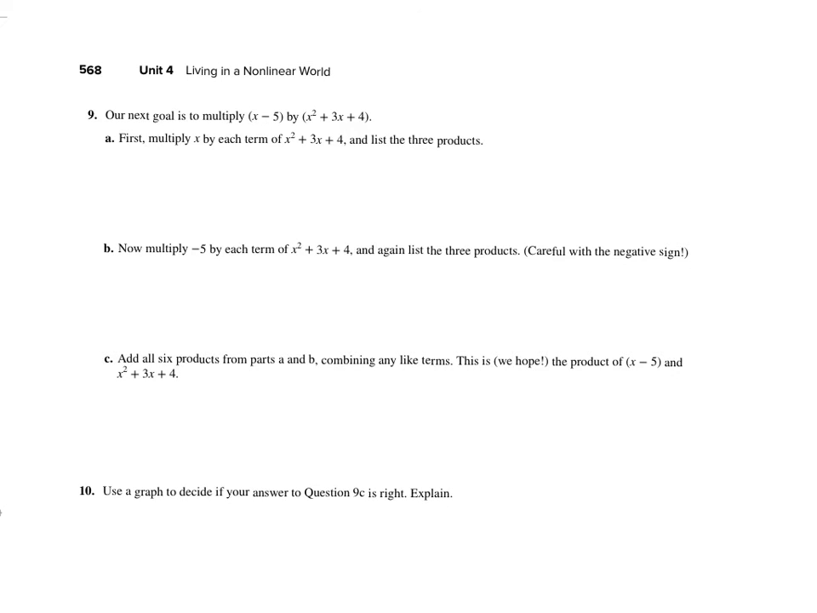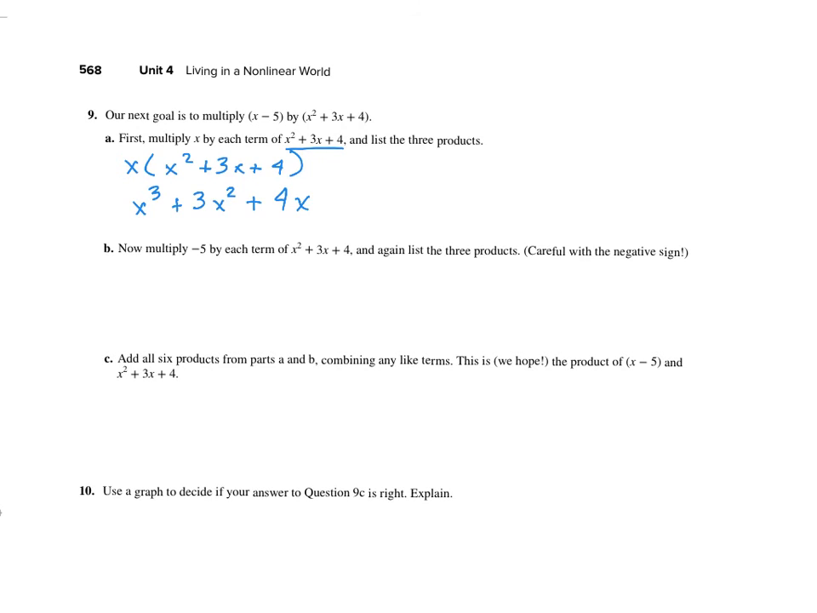So 9 says our next goal is to multiply the binomial x minus 5 times the trinomial x squared plus 3x plus 4. So they're asking us to multiply x by each term here. So you'll notice that they're doing something a little bit different here. That's okay. I mean to take this up with them next time they edit this particular book. So if I multiply x times every term in that next trinomial, I get x cubed plus 3x squared plus 4x.